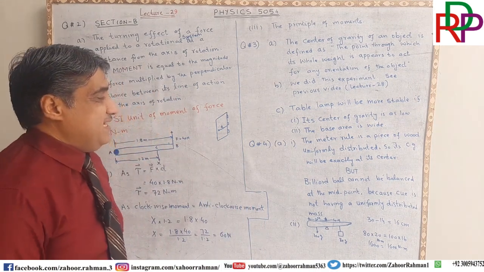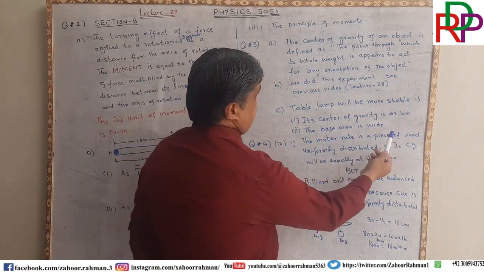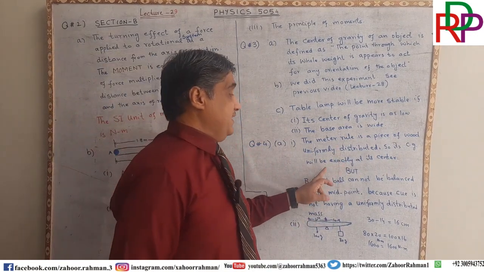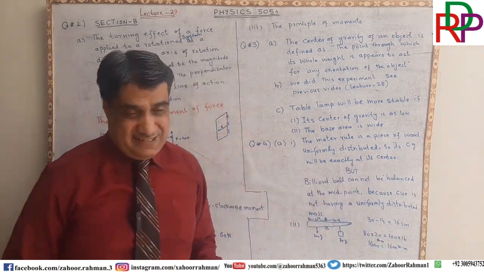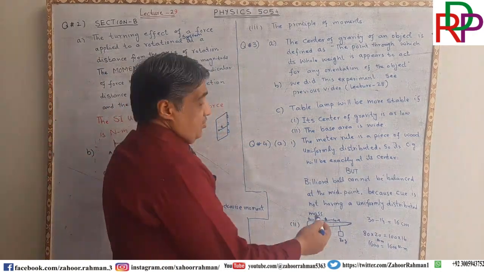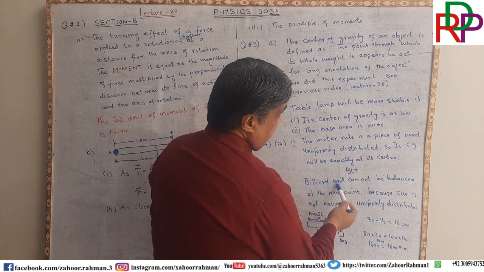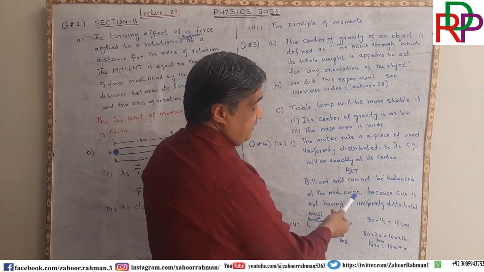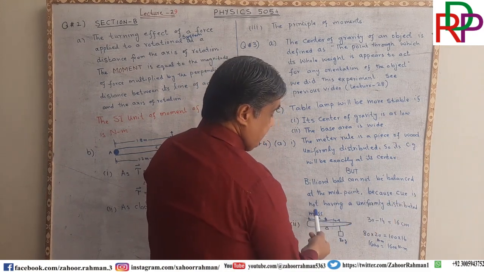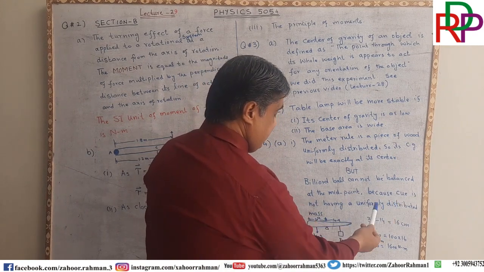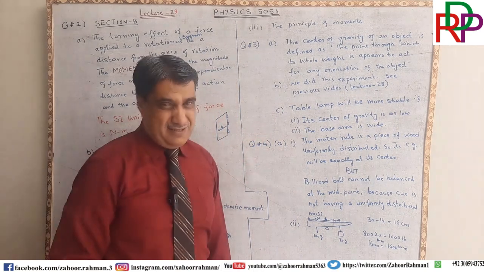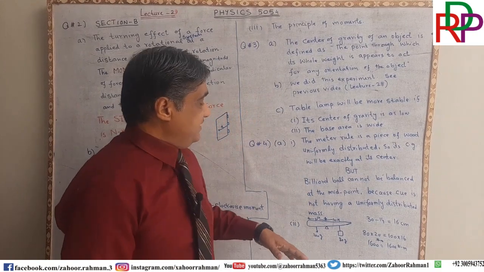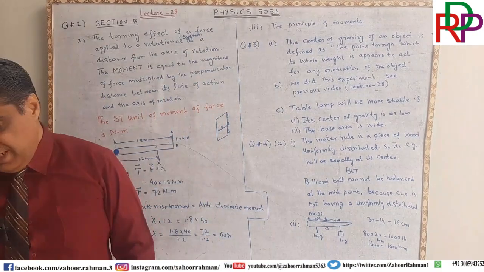Yes, the meter rule is a piece of wood uniformly distributed, so its center of gravity will be exactly at its center. But the billiard cue cannot be balanced at the midpoint because it does not have uniformly distributed mass. So that is the whole story about that.